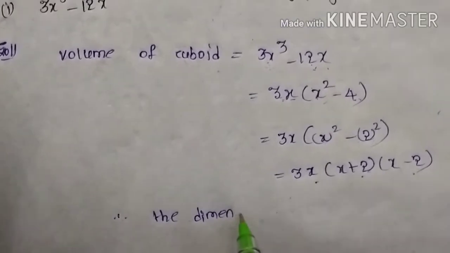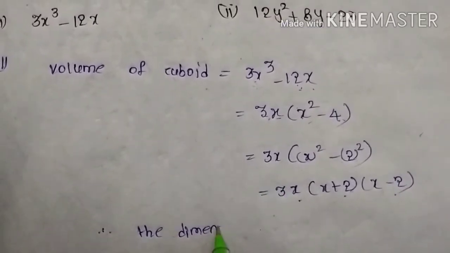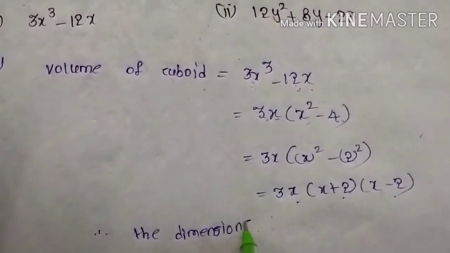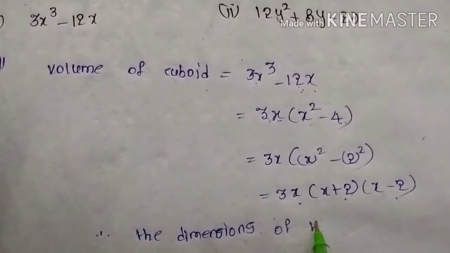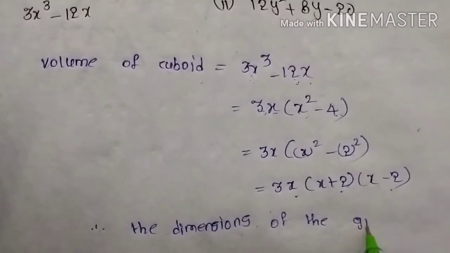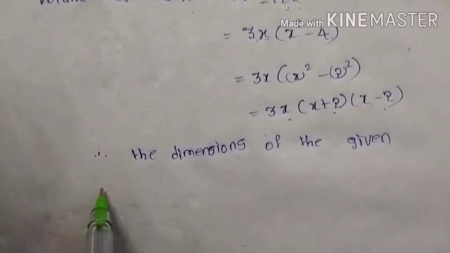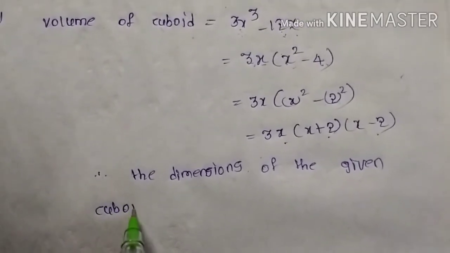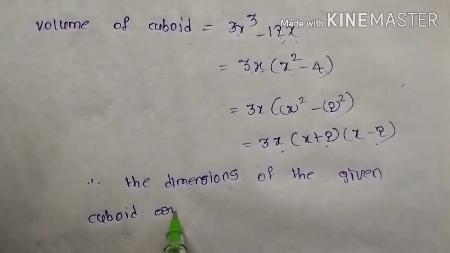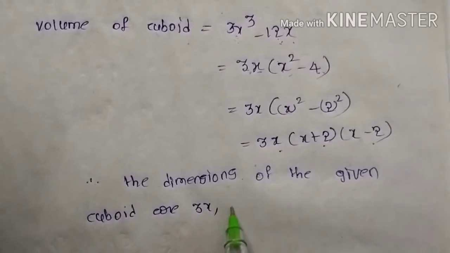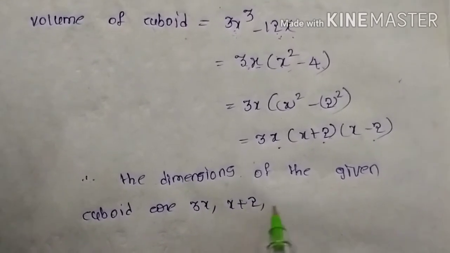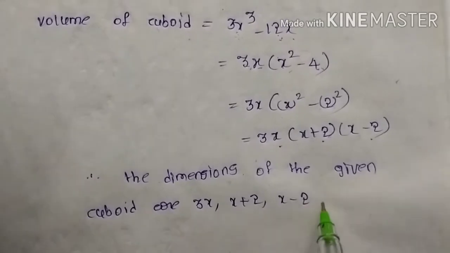You can write here the dimensions of the given cuboid. Given cuboid are 3x, comma, x plus 2, comma, x minus 2.